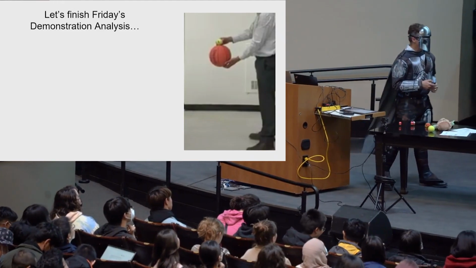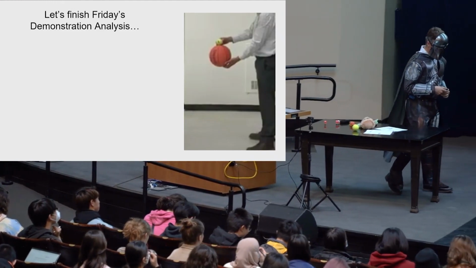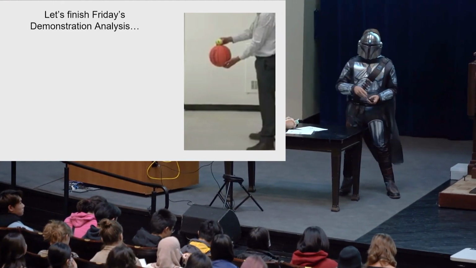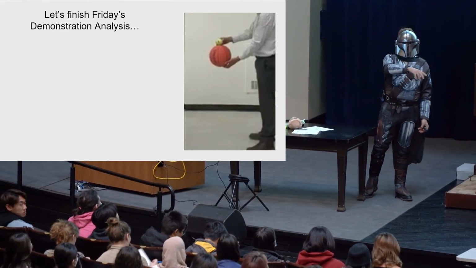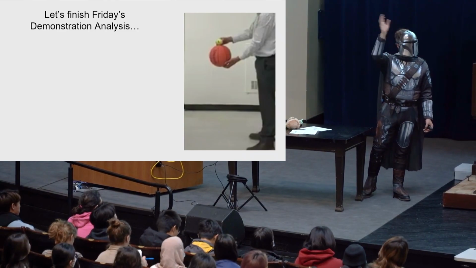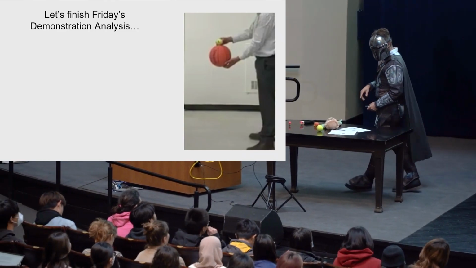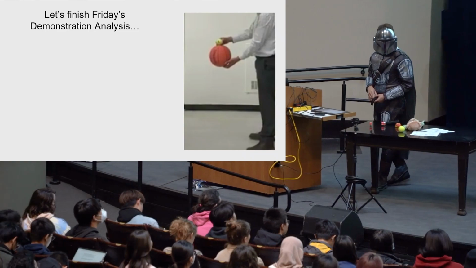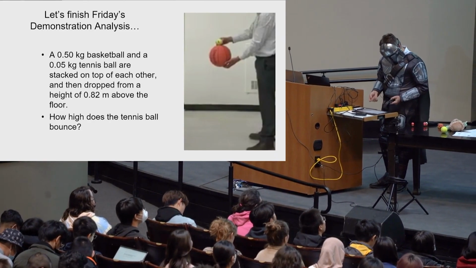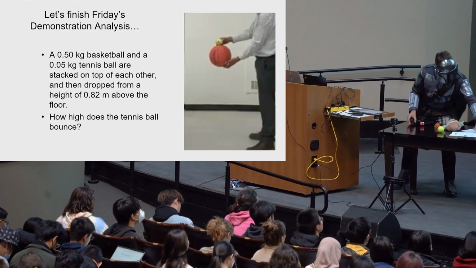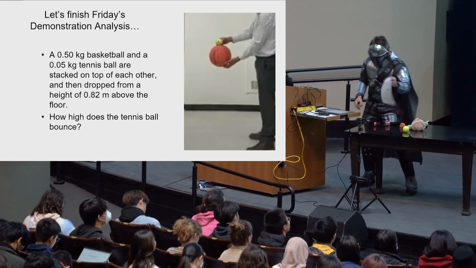Do you remember last time we were talking about the basketball and tennis ball, and the tennis ball went flying up very high? I dropped it from a certain height from rest, and somehow the tennis ball disobeyed the law of conservation of energy and went much higher than the height that I had dropped it from. So we wanted to analyze it, and I had run out of time. So let's do that now.